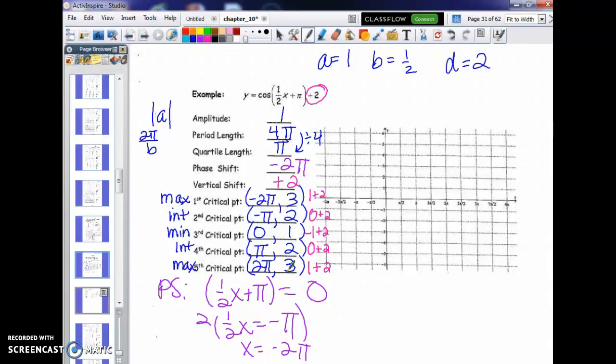So now I'm just going to graph my final function in red. So I've got negative 2 pi and 3. Negative pi and 2. 0 and 1. Pi and 2. 2 pi and 3. Okay, so there's my final graph in red of y equals the cosine of 1/2 x plus pi, plus 2.